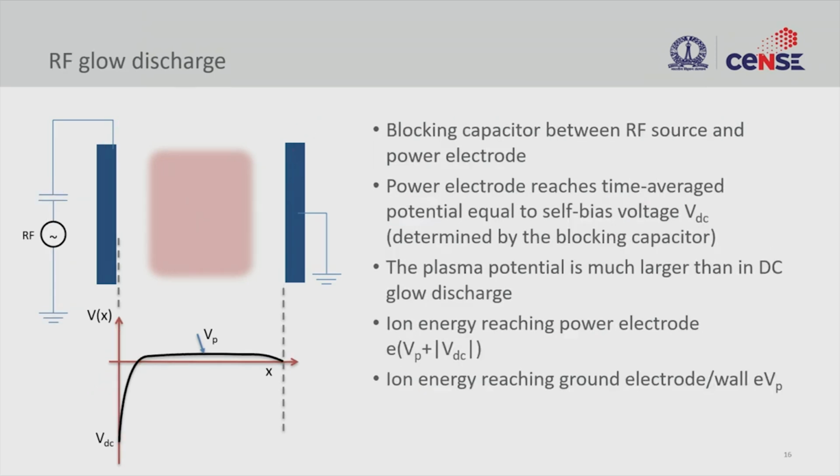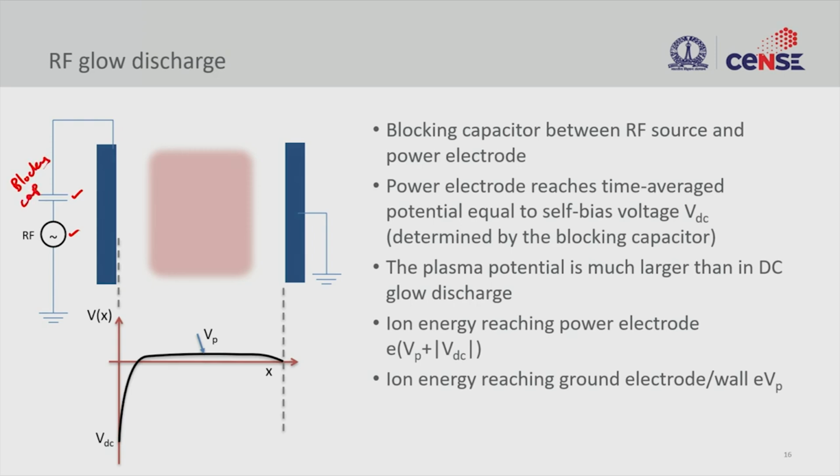And next is the RF glow, right? Instead of DC, we replace it with an RF source. But you have to note it's not just RF, but we put in a blocking capacitor, right? So this is a blocking capacitor.